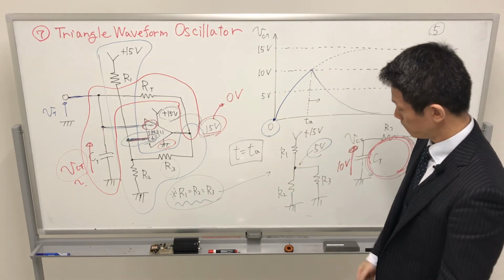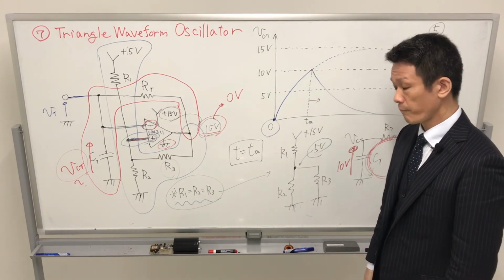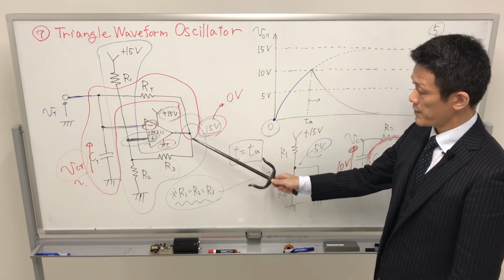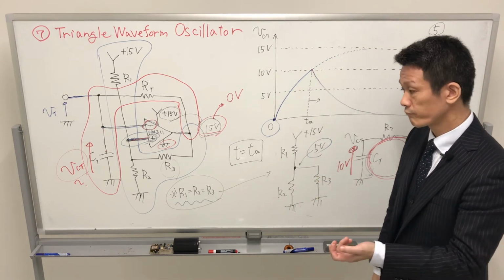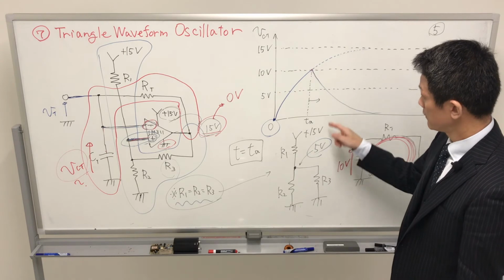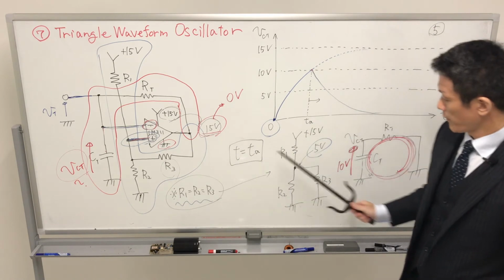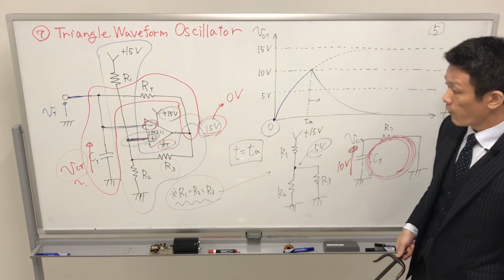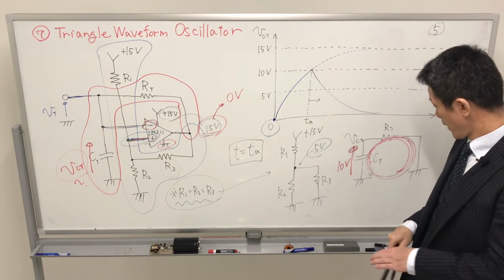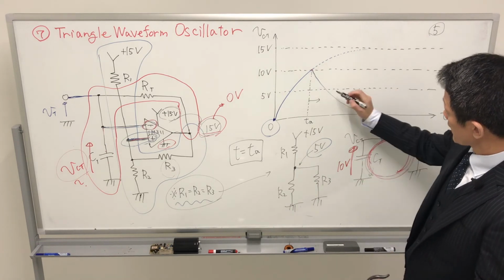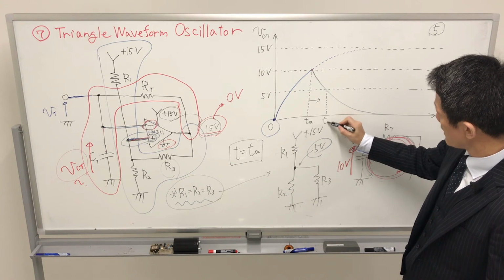However, this terminal point voltage is changed to another voltage. What is the voltage? Because this terminal's voltage is the 5 voltage. What phenomenon occurs at this timing? Please consider this timing's operation for the triangle waveform oscillator, TB.